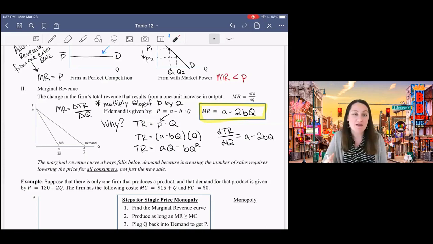We know how to calculate marginal revenue. The next step is to apply that to a monopoly problem, and we'll do that in the next video.